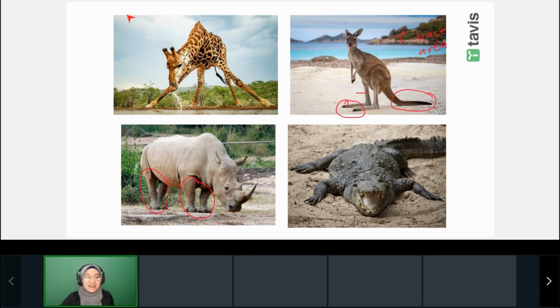Okay, how about this crocodile? The crocodile is the animal that has the lowest center of gravity. And you can see the legs of the crocodile are slightly outward. This is to increase the base area so that it becomes more stable. Correct, Ain. It becomes more stable.